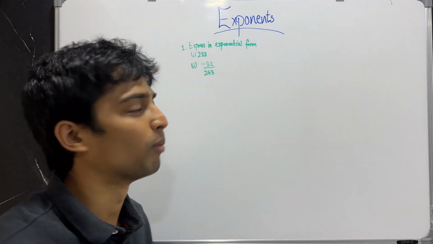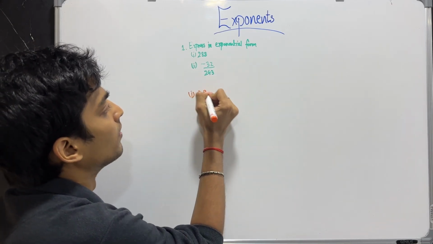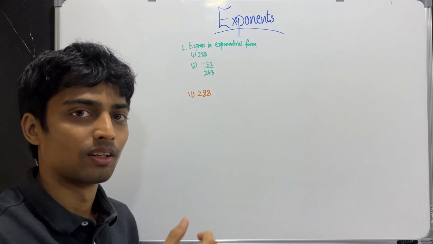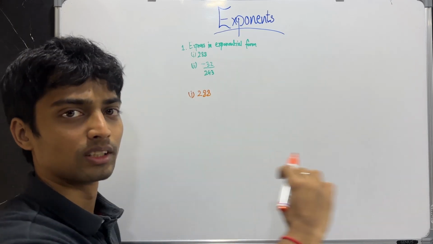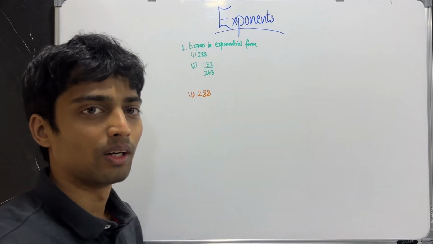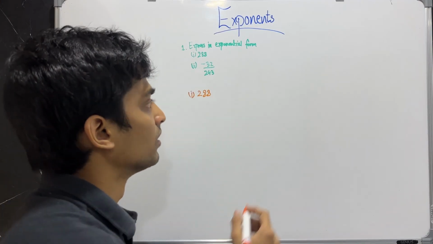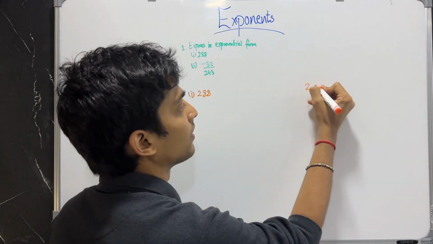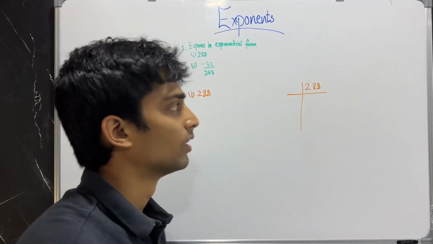Expressed in exponential form. Let's take the first one, 288. So we are going to do a reverse process now. So we want to get it in the exponential form. We will solve this with the prime factorization method. So let's say 288 is there. We have to find all the prime factors of it.